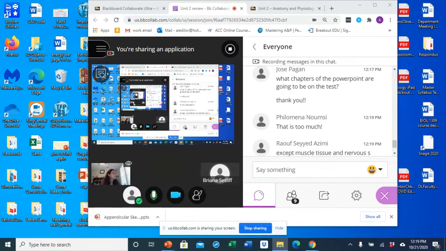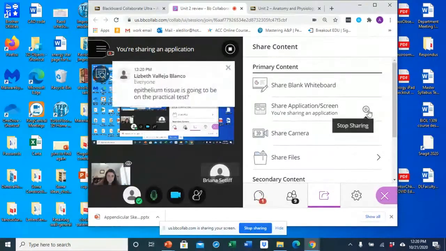All right, so the balloon model, just a second, where was it? Let's open the image. If you can get a balloon, try this. I'm sorry, I am not sharing my PowerPoint. Yes, the skin is going to be on the test. Not the epithelial tissues, but the skin. The epithelial tissues were part of unit one. So no for those, but the skin, yes.